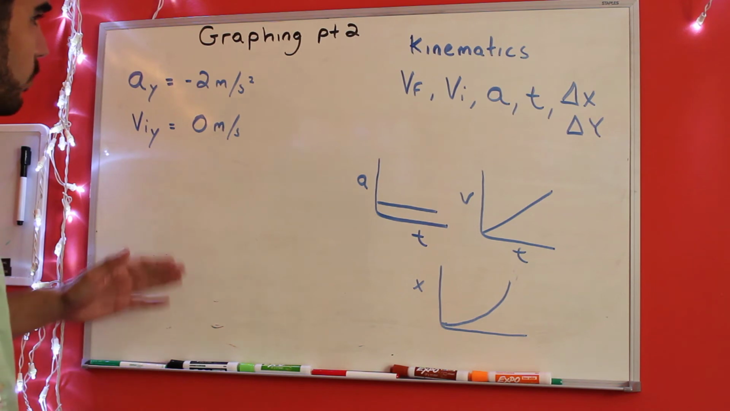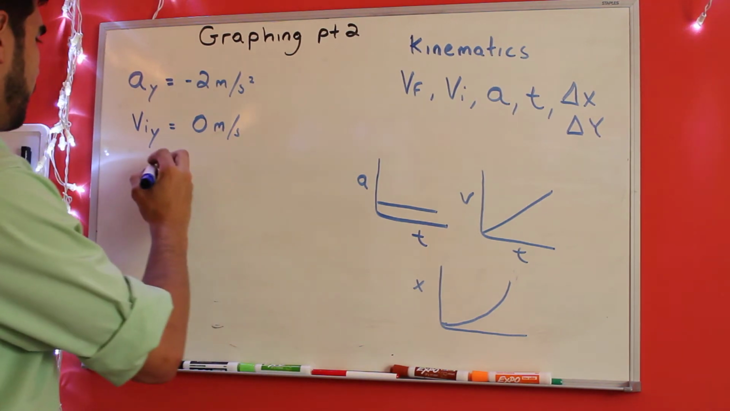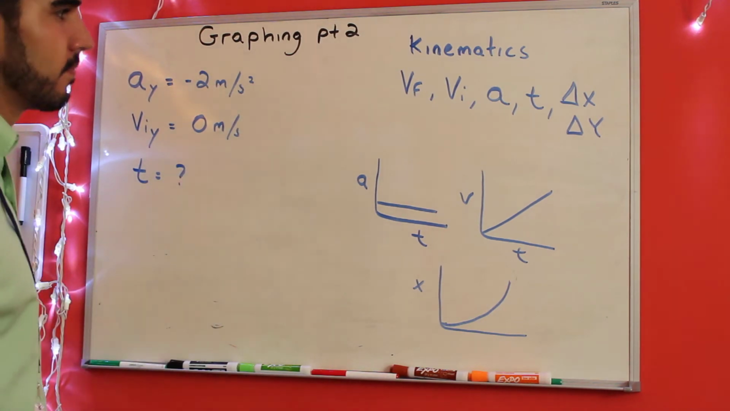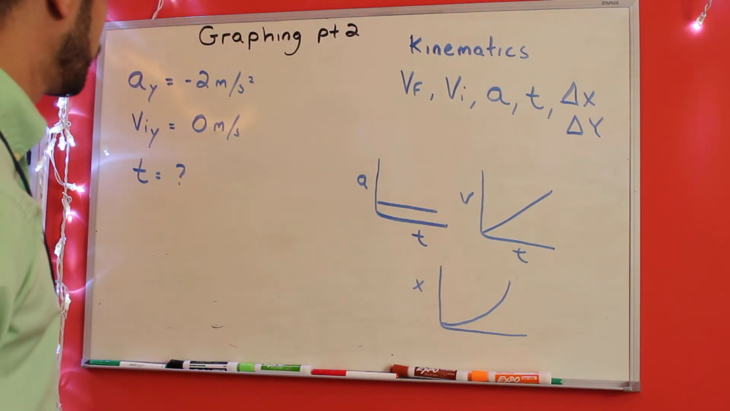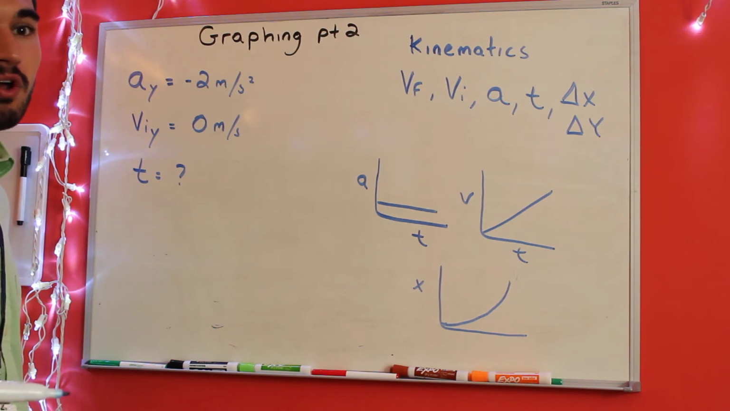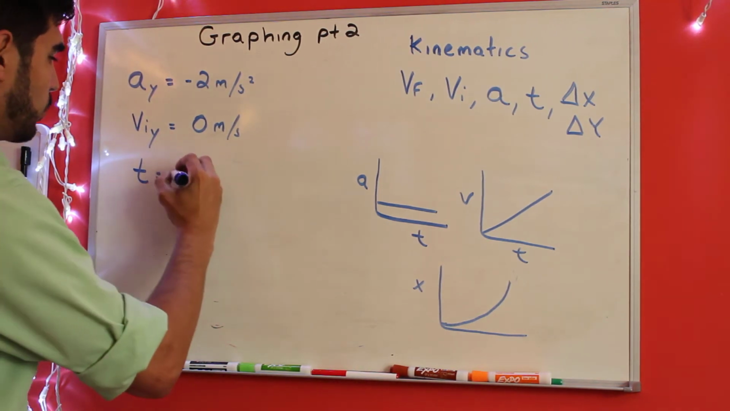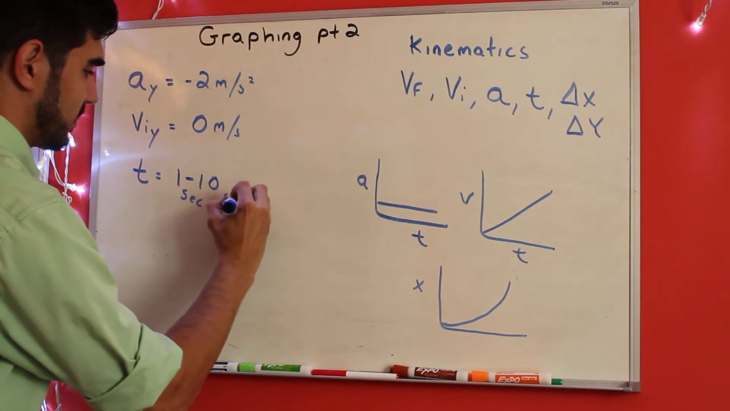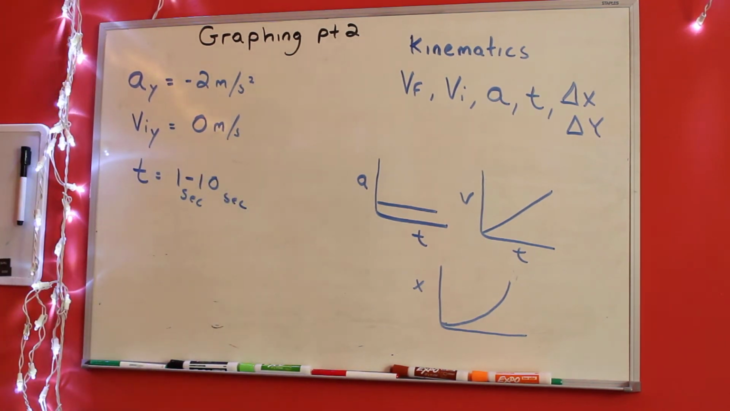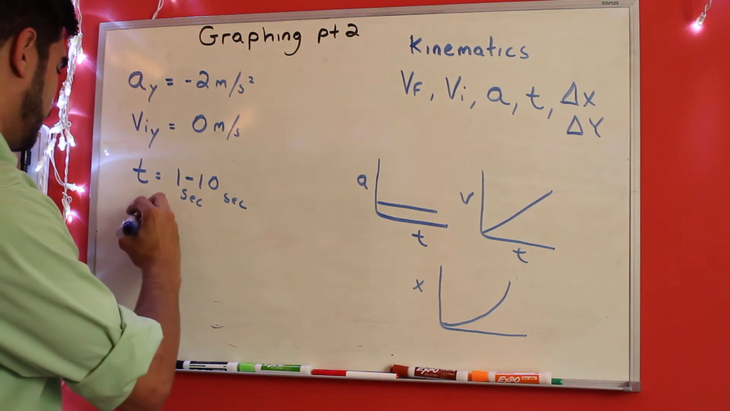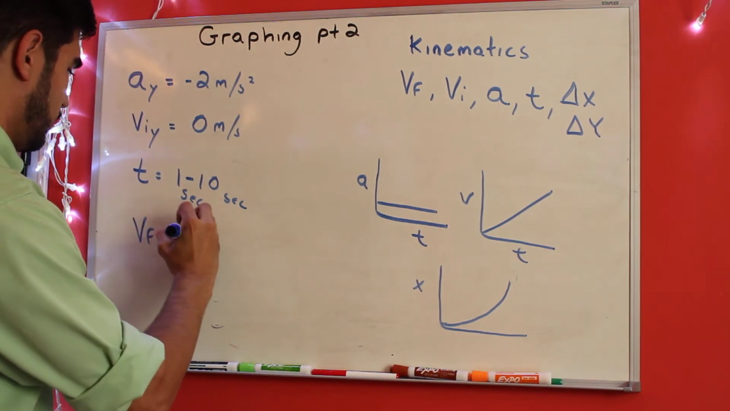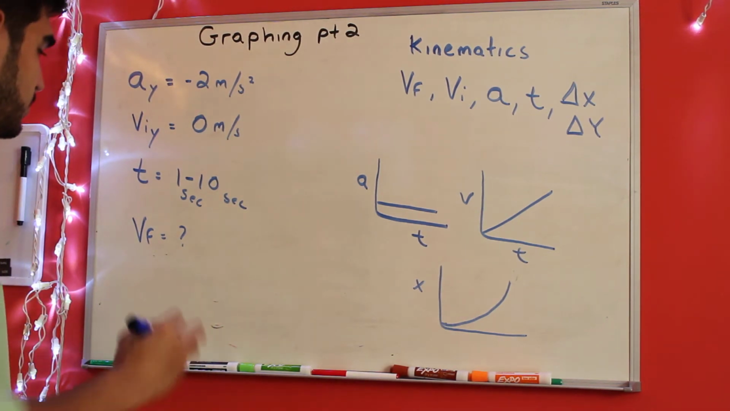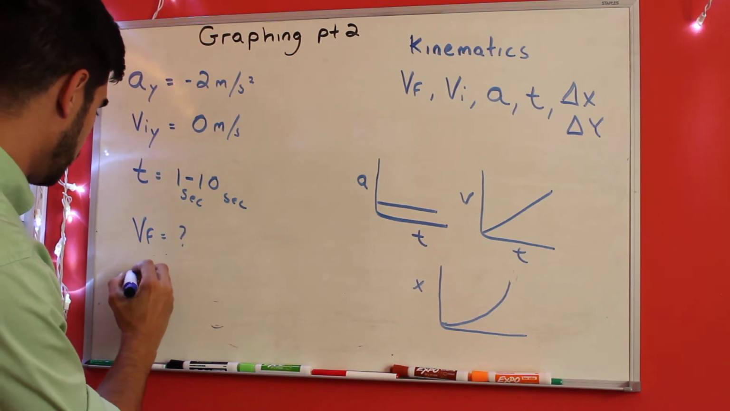Then we have our time, which we don't know yet, and we're just going to make time what we want it to be. We'll say values 1 through 10, so 1 second through 10 seconds. We won't know our velocity final, but we will be able to calculate it. And we won't know our displacement, but we'll be able to calculate it. And I promise you'll see where I'm going with this.